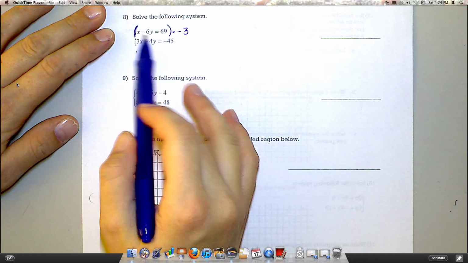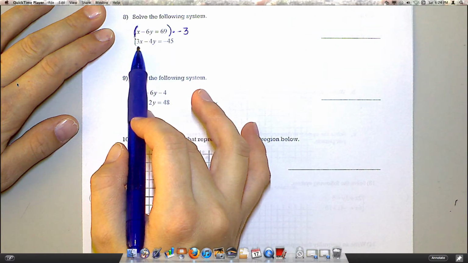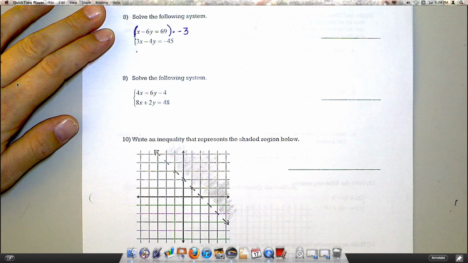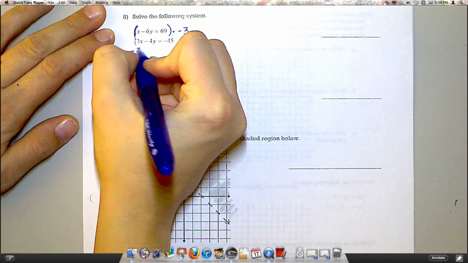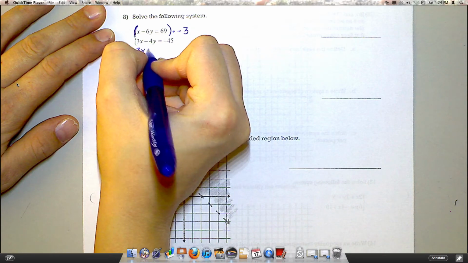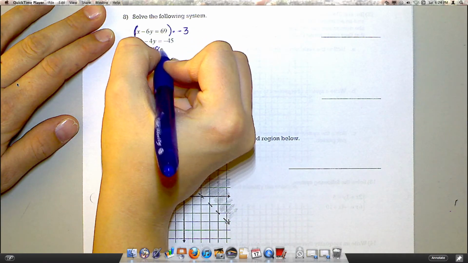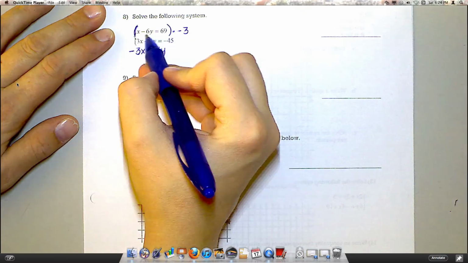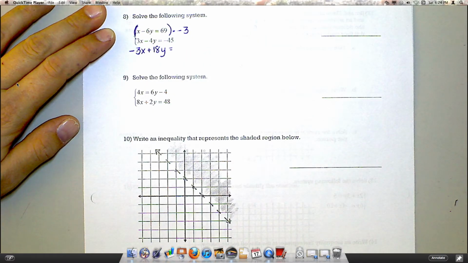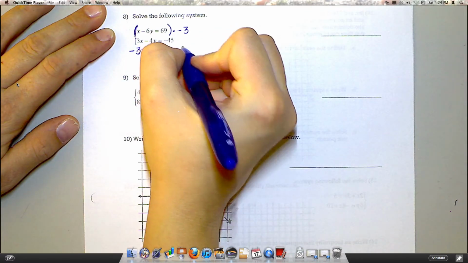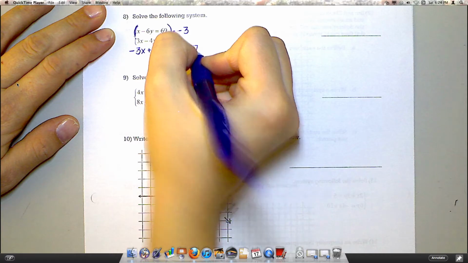Now let's make sure you understand why I want that to be a negative 3x. I want that to be a negative 3x so that when I add it to this positive 3x, it cancels out. So that equation will now say negative 3x plus positive 18y, and again that's positive because that's negative 3 times negative 6, equals 3 times 69, it's going to be negative 207. Oh, I probably could have figured that out.